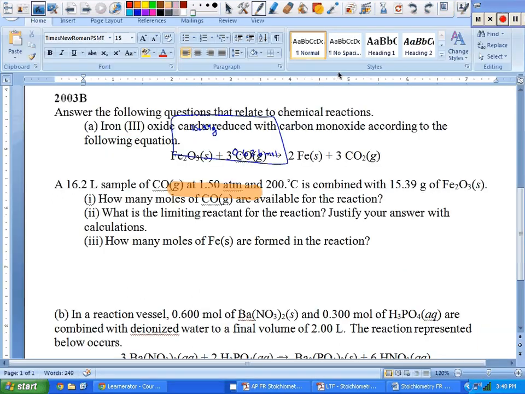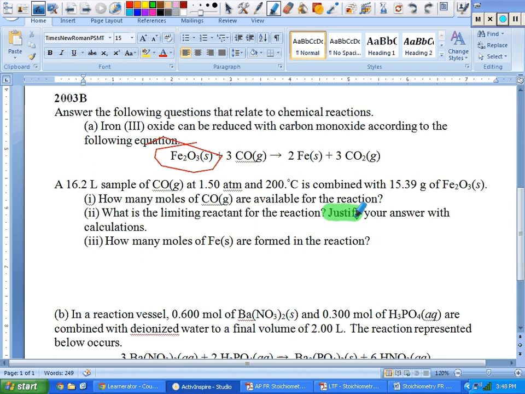So we've identified it. So what is the answer to the question in part 2? What is the limiting reactant? That right there is your answer. But keep reading. Notice what they say. Justify your answer with what? Have we done that? You've earned 2 points. So you just guess, you get a point. Like if you just wrote Fe2O3, you get a point.